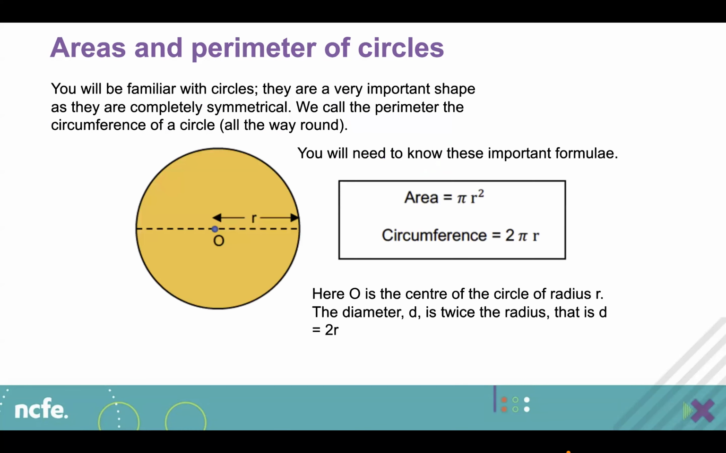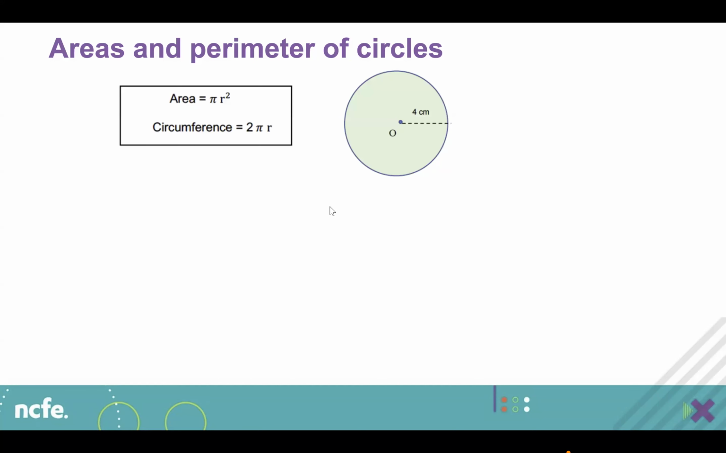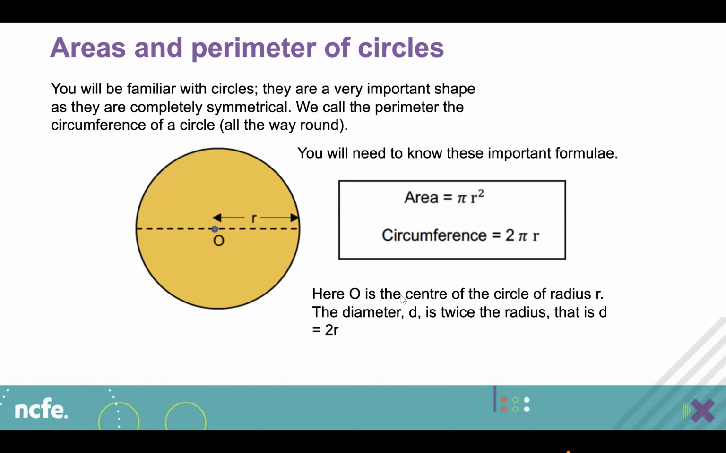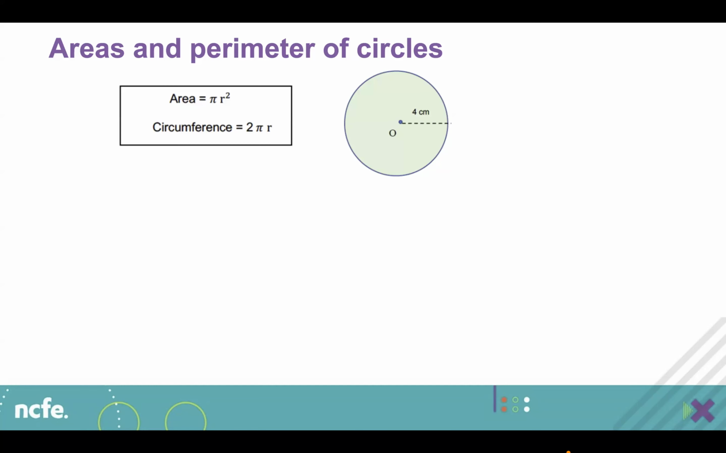Here O is the center of the circle and R is the radius. The diameter D is twice the radius. That is D equals 2R. So area is pi R squared.